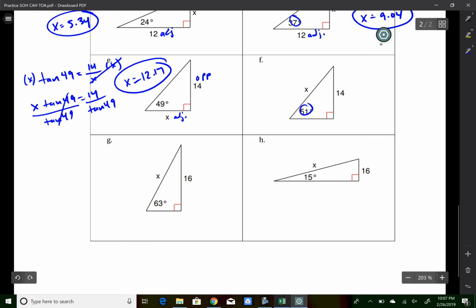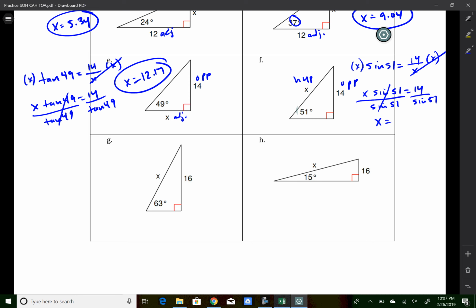Next one is a sine ratio. We have the opposite side and we want to know the hypotenuse side. So I'm going to say the sine, what was that, 51? Yeah. Sine of 51 is equal to 14 over x. Again, multiply both sides by the denominator of that ratio. So I have x sine of 51 is equal to 14. All right, we want to get rid of the sine of 51, so I have x equals 14 divided by the sine of 51, whatever that ratio is. 18.01.